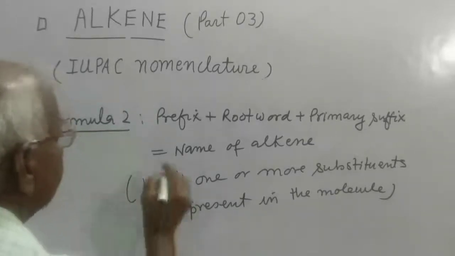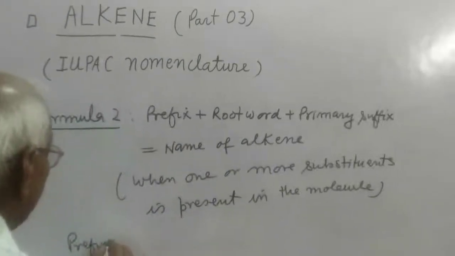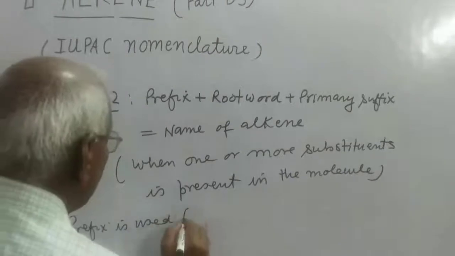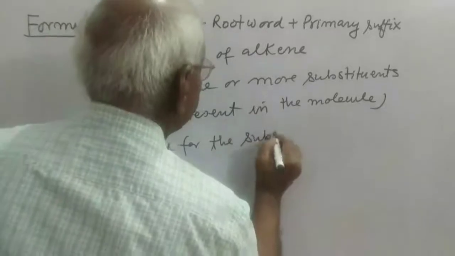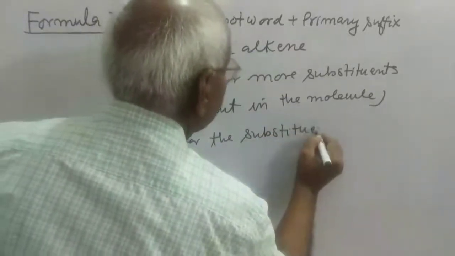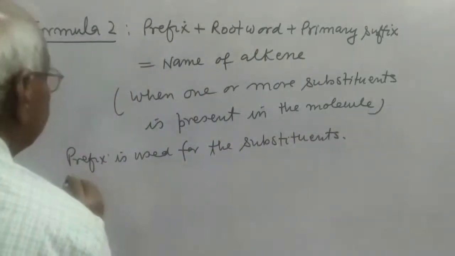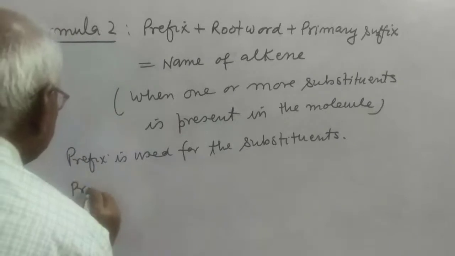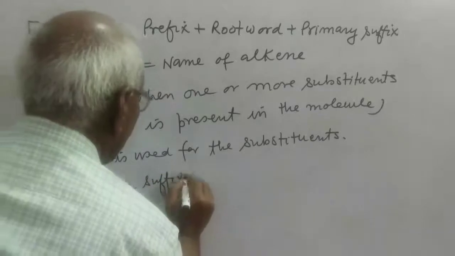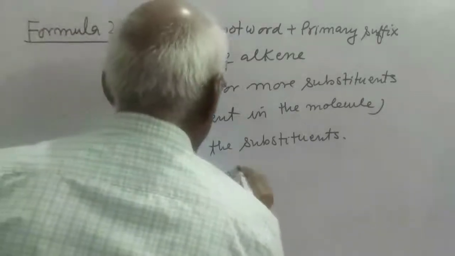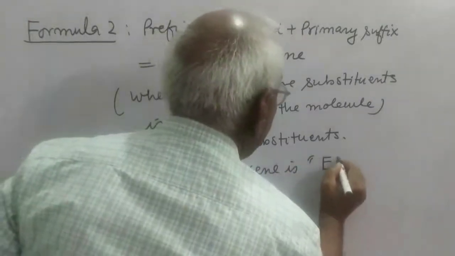The prefix is used for the substituents. The primary suffix for alkene is -ene.